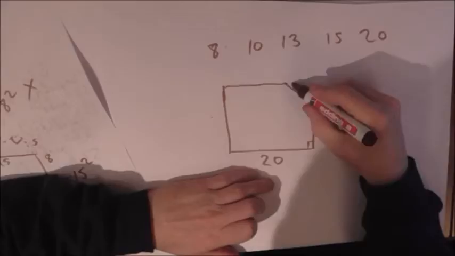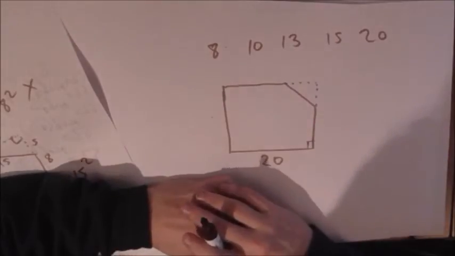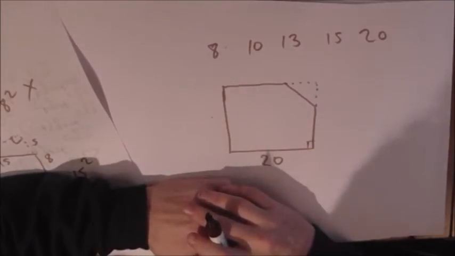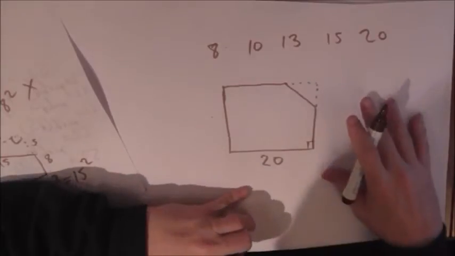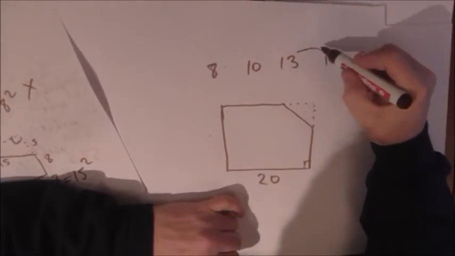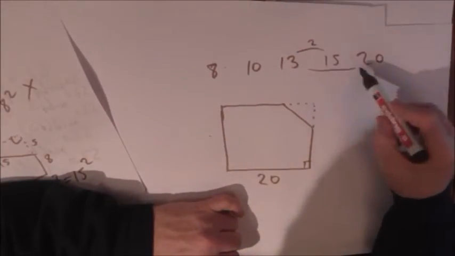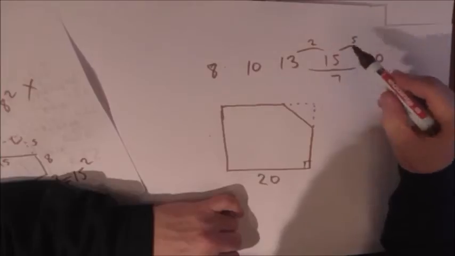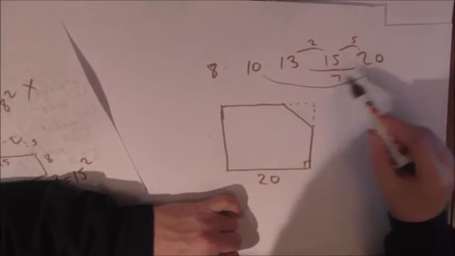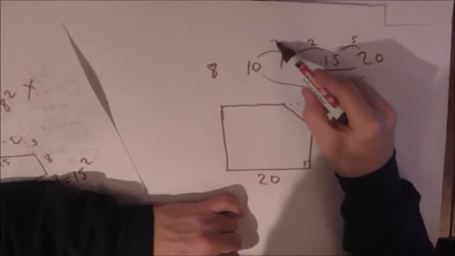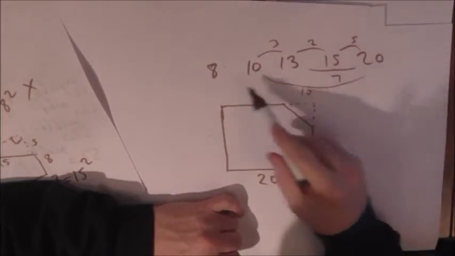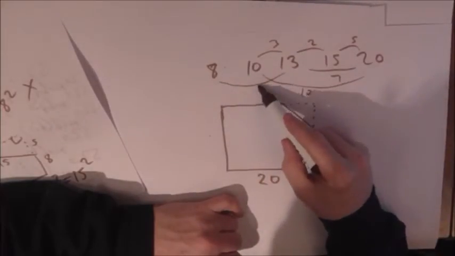Whatever these are, there's going to have to be a difference. So just thinking about possible differences, that's a difference of 2, that's a difference of 7, that's a difference of 5, that's a difference of 10, that's a difference of 3, that's a difference of 5.